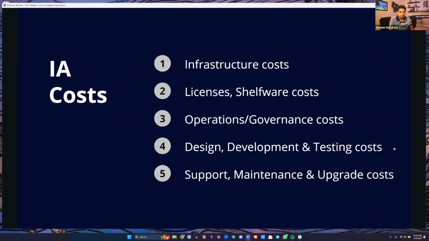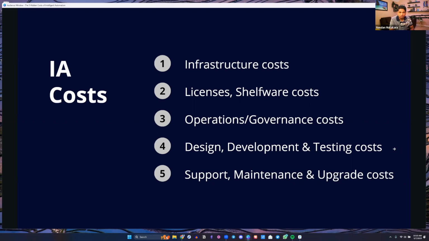These are five key costs, and our thinking has evolved as we went through creating this presentation. The five costs we'll be talking about today are the infrastructure cost, the license cost, the operations cost, which is basically the governance cost, the development and testing cost, and the support and maintenance cost.